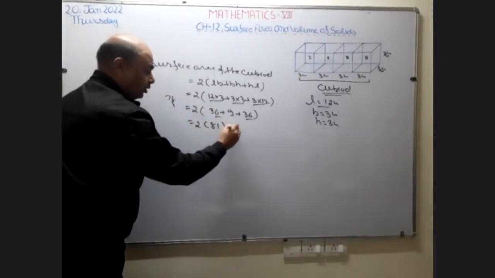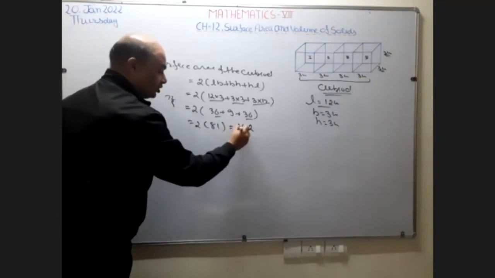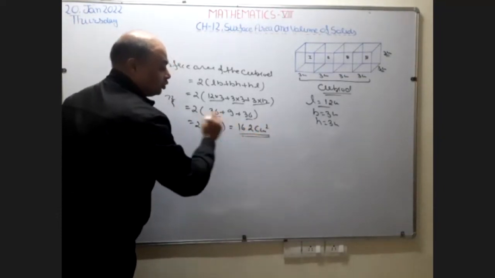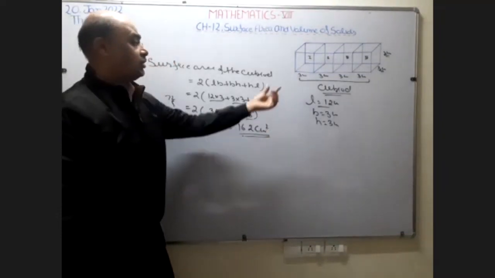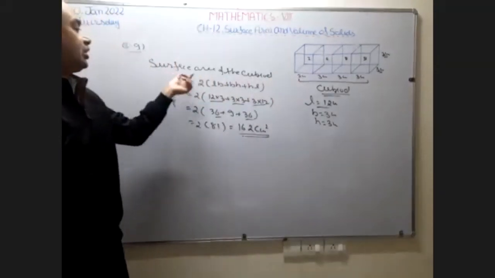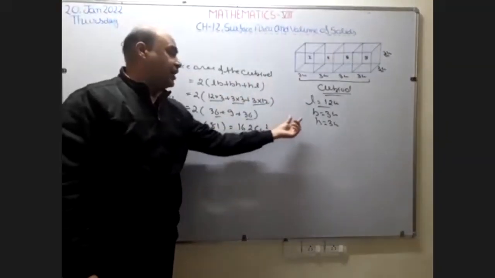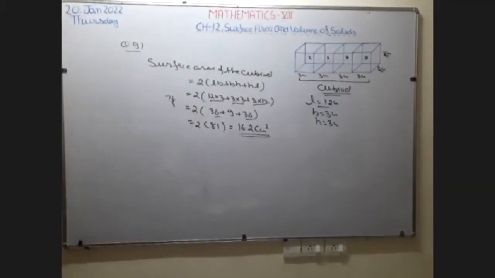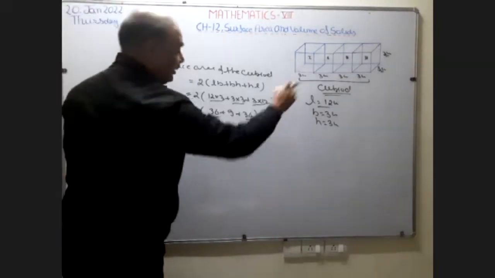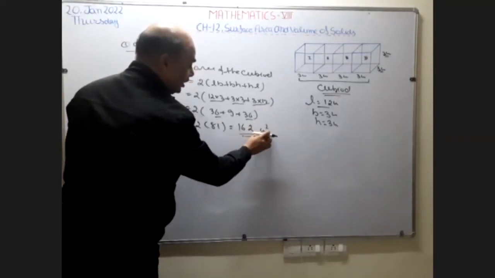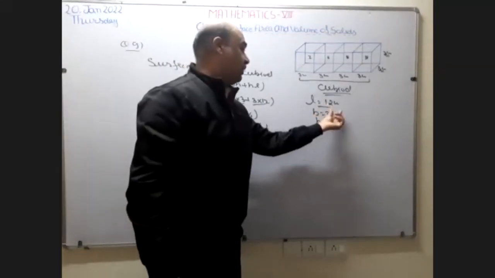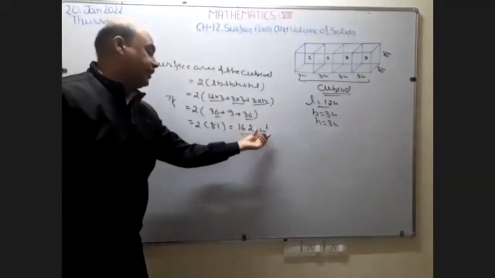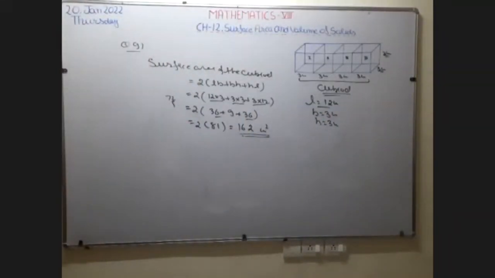Now open the bracket. 2 1s are 2, 2 8s are 16. So this is going to be 162. So the surface area of the cuboid is 162 square centimeters. I hope it is clear to everyone. If there is still any doubt, send me a message. Wait, it is meter square. In this question meter is given, so you have to write meter square, not centimeter square. The dimension is in meters, so write 162 meter square.